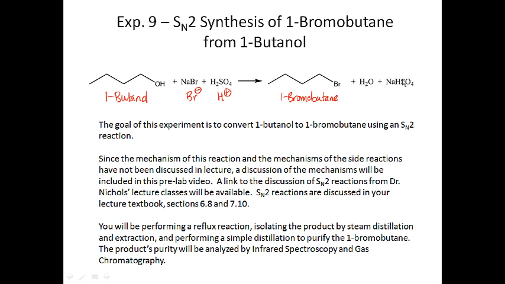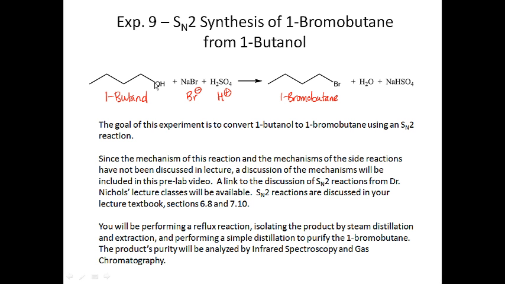So what I'm going to do is give you an overview of the mechanism of SN2 reactions and also of some of the side reactions that are occurring in this experiment. I'll also make a link to the full-blown lecture videos from my classes. If you don't want to watch those, you can look in your textbook, the SN2 reactions, as well as the conversion of an alcohol to a double bond, which turns out to be one of the side products. Those are covered in sections 6.8 and 7.10 of the Wade textbook, either the 8th or 7th editions.